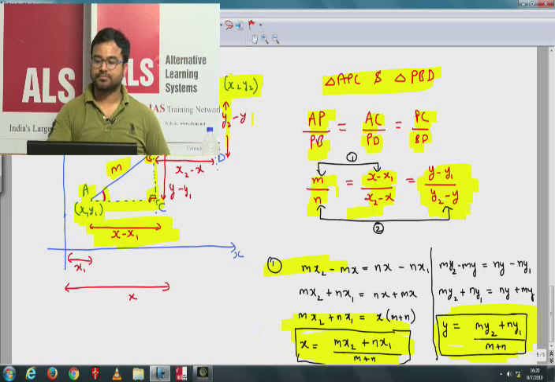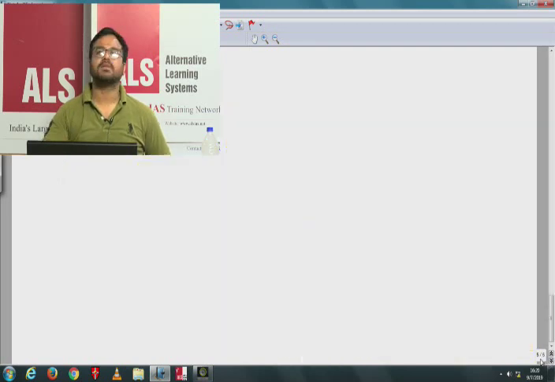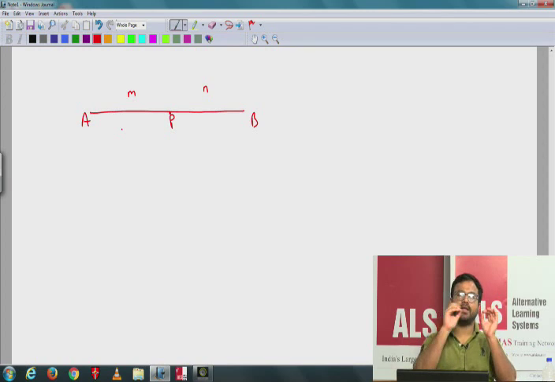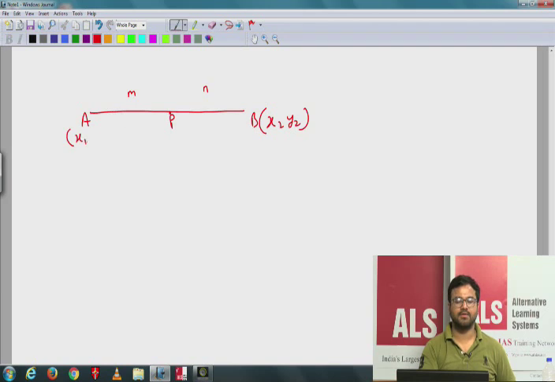Okay. Now, how can you learn these formulas? Just do this thing. I am explaining, Senapati. This is the line. Let's say this is point A, this is point B, and this is point P, and the ratio is m to n. What you have to do is multiply the ratio m with the right-side coordinate and n with the left-side coordinate, in a cross manner like this. So let's say this is x2, y2 and this is x1, y1.